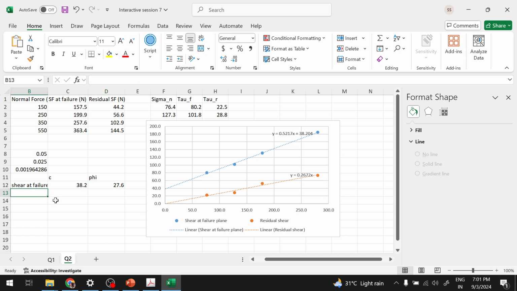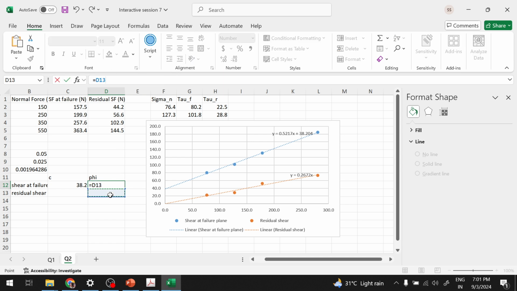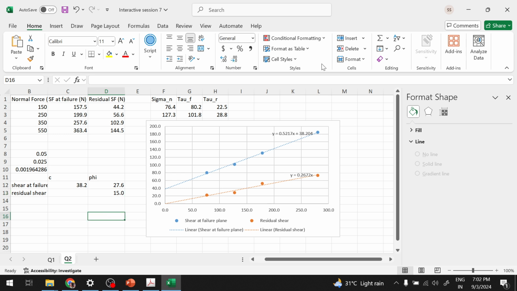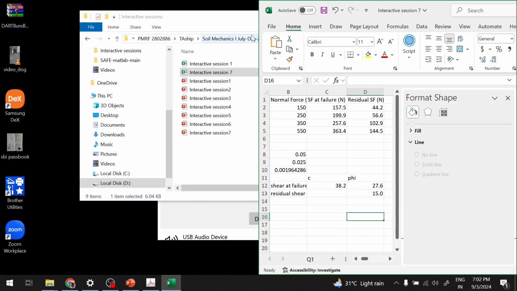And for residual shear, we will have C of 0, and tan phi of 0.2672. This will be 15 degrees. Okay, let's transfer this to our slides now.